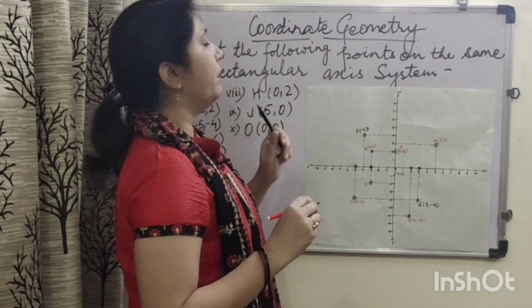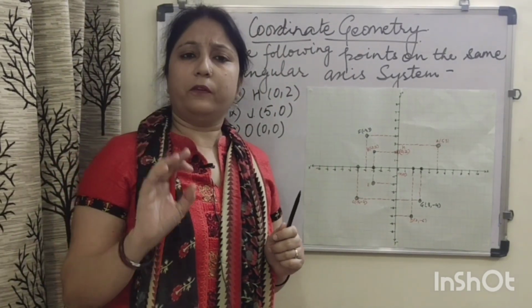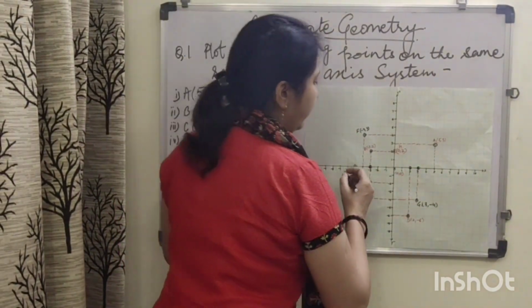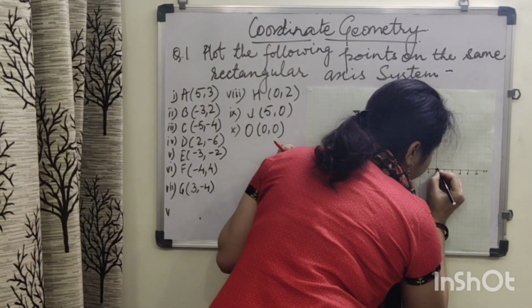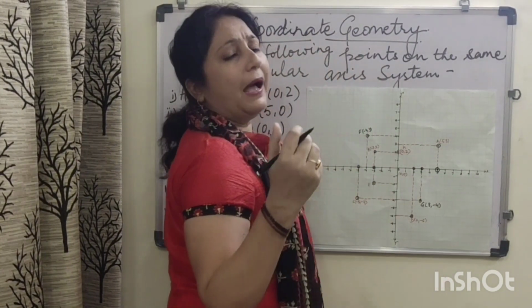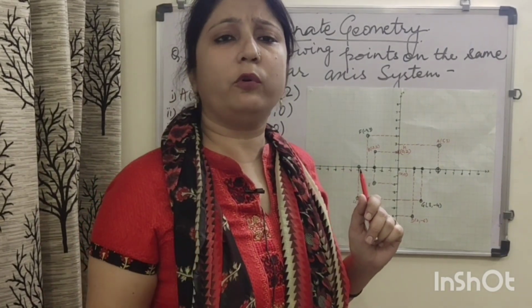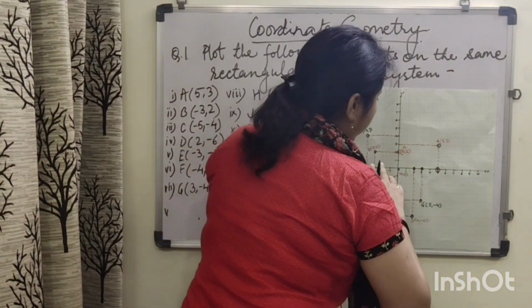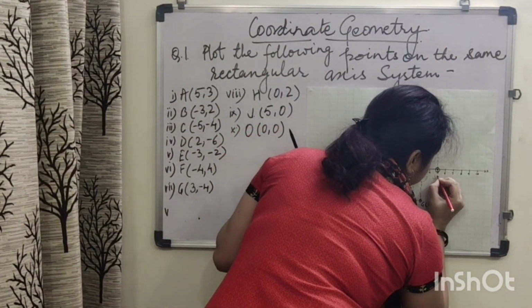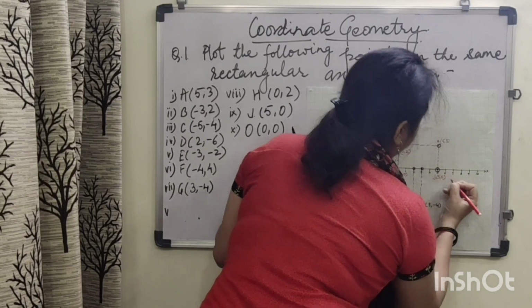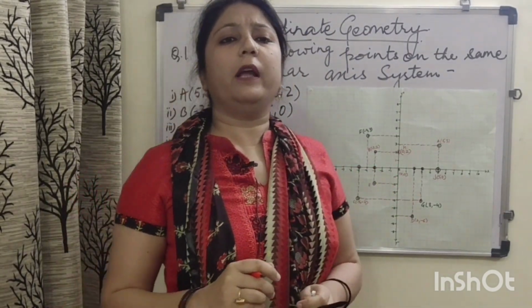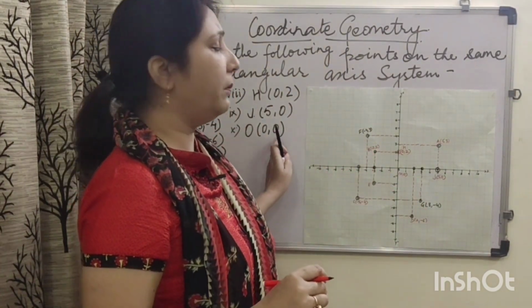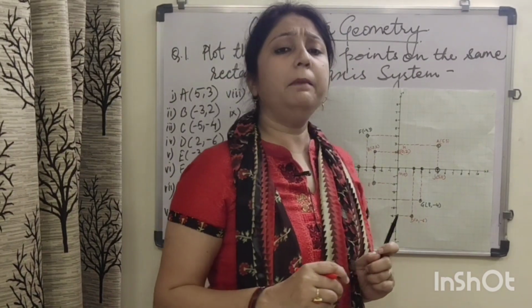Next is 5 comma 0. Value of x is 5 but value of y is 0. So children, first of all on the x-axis you move to the 5 unit distance, that is over here. As y value is 0, you don't have to move vertically up or down, you have to remain there only. This is your point J, 5 comma 0. Now the last, origin 0 comma 0, that I have already marked.